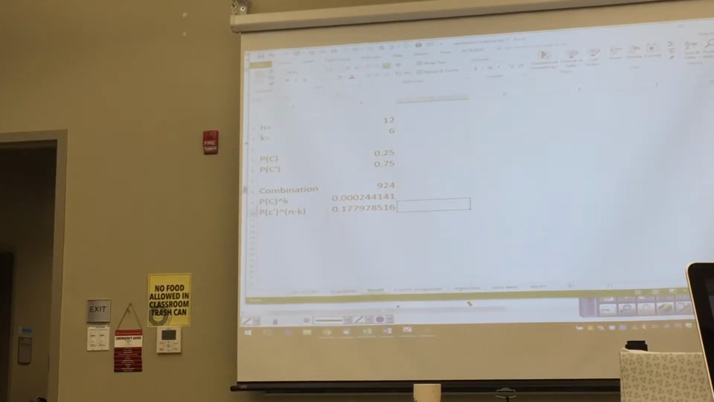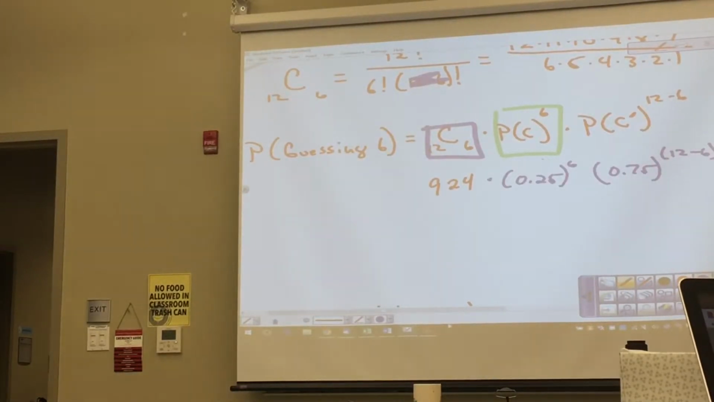We can have our flashcard, right? Yeah. And then how do I finish this formula? 924 times, I take this, times that. I take this, times this, times that. I just multiply those three numbers.